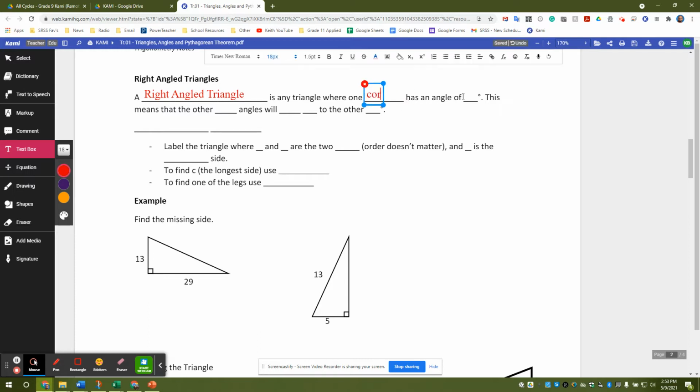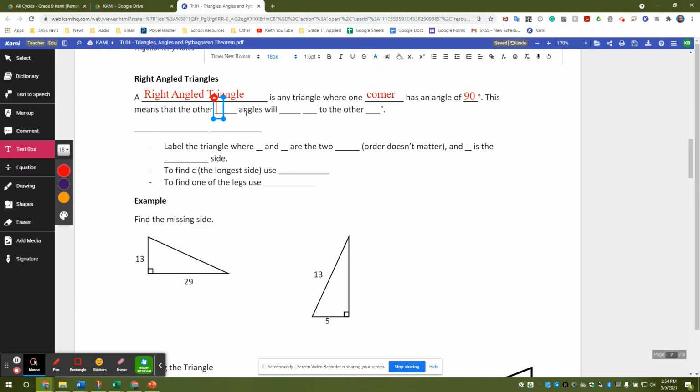has a measure of 90 degrees. So one of our corners is going to have an angle of 90 degrees. This means that the other two angles, and again, based on what we know about our triangles, a triangle has a total of 180 degrees. So if one angle is 90 degrees, now that is a square angle or right angle, it'd be like a T, perpendicular.